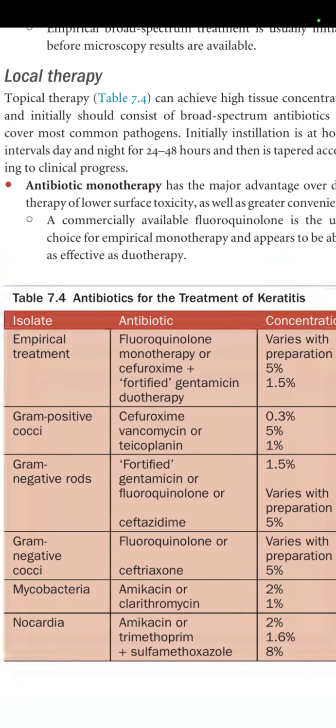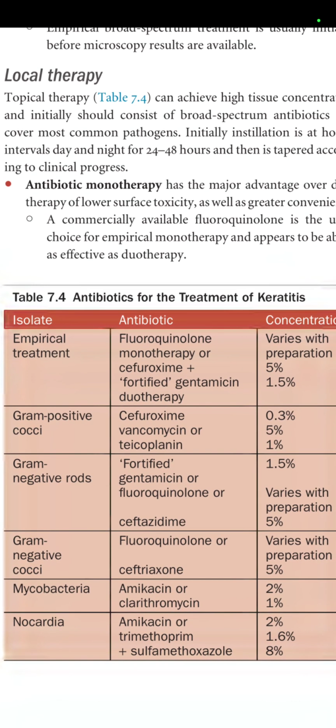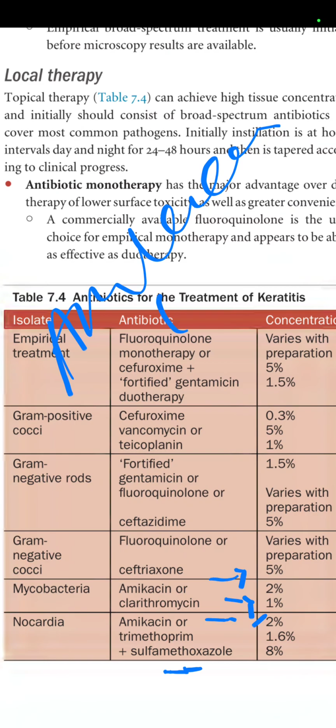Then for mycobacteria, amikacin or clarithromycin is used. Amikacin is basically 2% and clarithromycin is 1%. And nocardia is also treated with amikacin 2% and 1.6% trimethoprim or sulfamethoxazole. So basically you have to remember that amikacin is used for mycobacterium and nocardia.